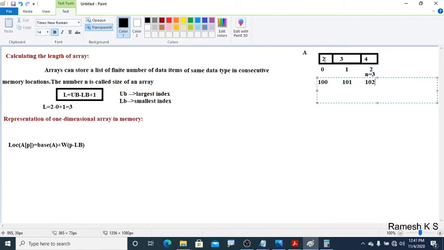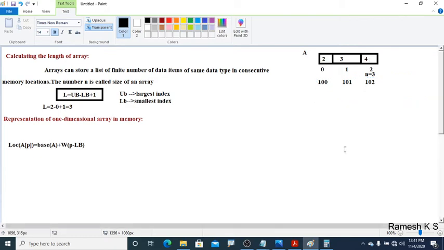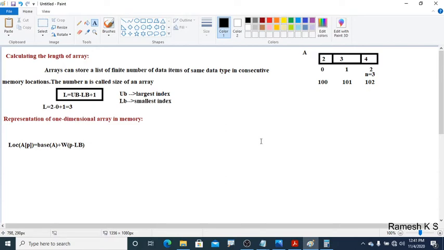This memory cell address is 100, this one is 101, and this one is 102. All of you know that the first memory address is 100. Now I want to find another memory address. How can I calculate it? With the help of a formula. So the formula is this: LOC is equal to base of A.